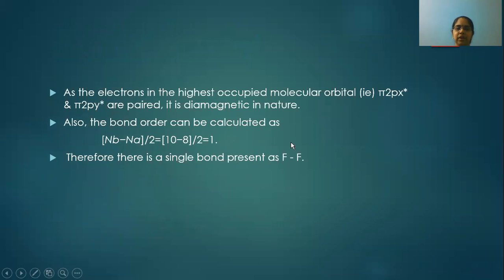This is about the magnetic properties, bond order, and molecular orbital energy level diagrams for oxygen as well as fluorine. So that is about the molecular orbital energy level diagrams.